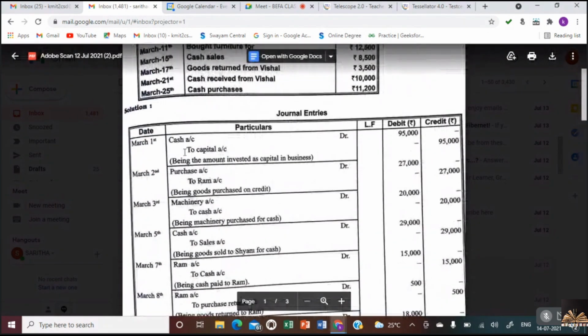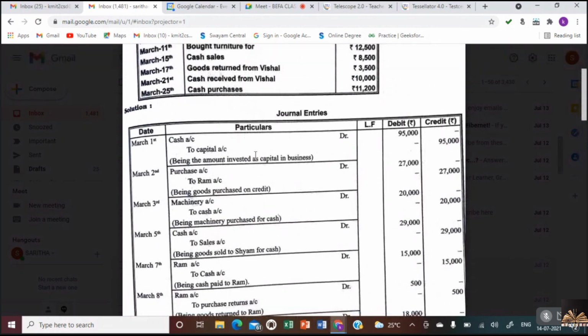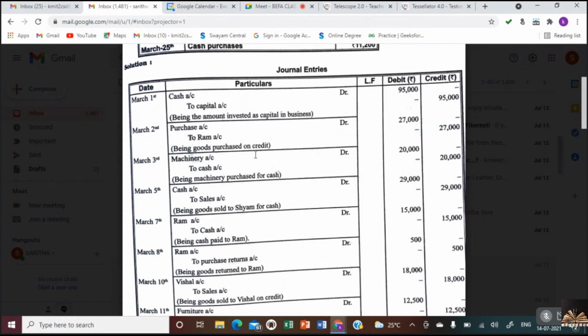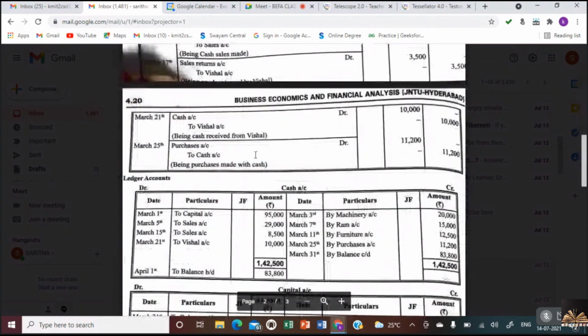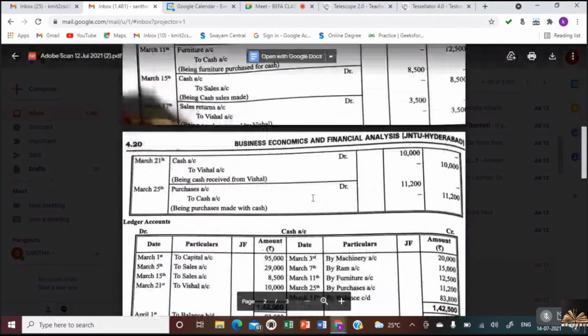So the first transaction is what? Cash account debit to capital account. Which account are we preparing now? Cash account. The first one would be the cash account. So in the cash account, we don't write cash account. We write as to capital, and we take it as 95,000.